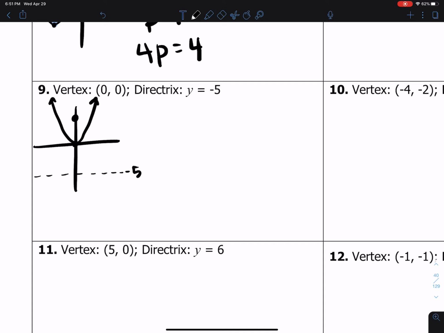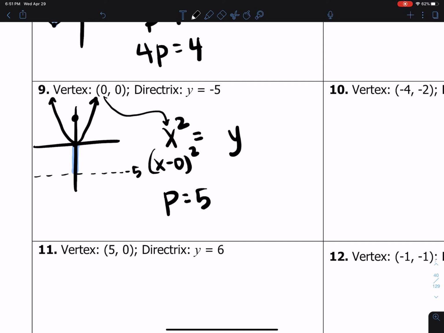So it's opening up, so we know x is being squared. It's not shifted anywhere, so it's just like x minus 0 squared, but I'm just writing x squared. And then we know that this is just going to be y. So P is the distance from the center to the directrix, which we know is 5. And so 4P is 20.